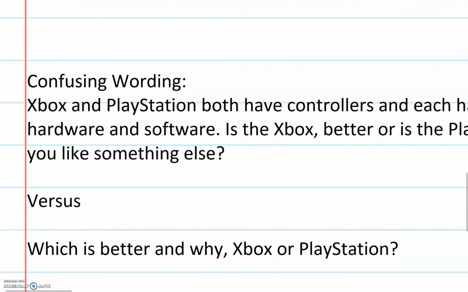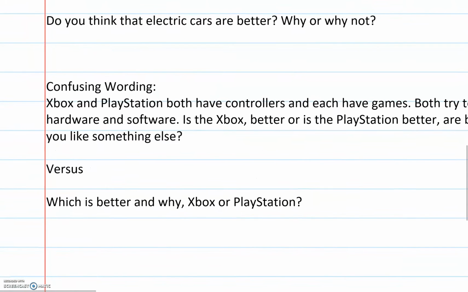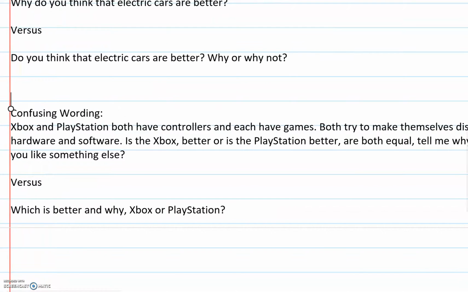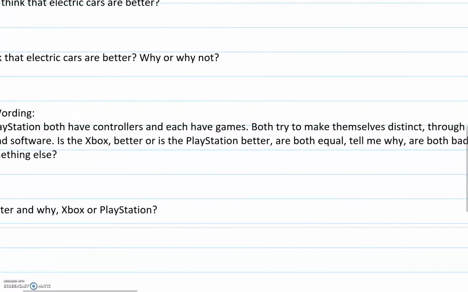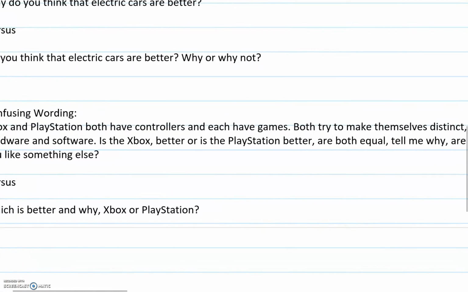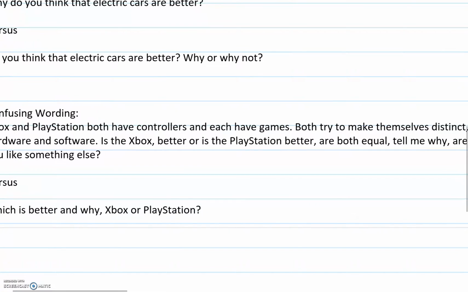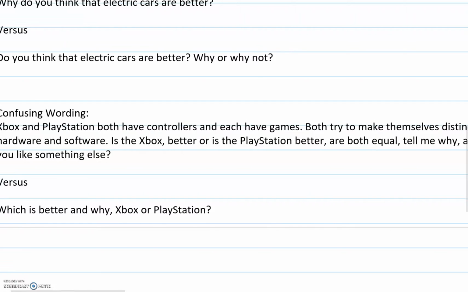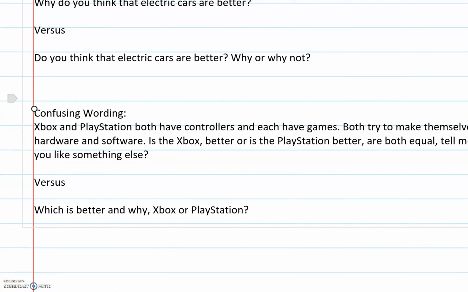Confusing wording can also be an issue, so I'll just read this whole big thing here. The whole point is just that I made it confusing. So if it's confusing, that's the point. Xbox and PlayStations both have controllers, each have games, both try to make themselves distinct through hardware and software. Is Xbox better or is PlayStation better? Are both equal? Tell me why. Are both bad? And you like something else? Versus, which is better and why? Xbox or PlayStation?